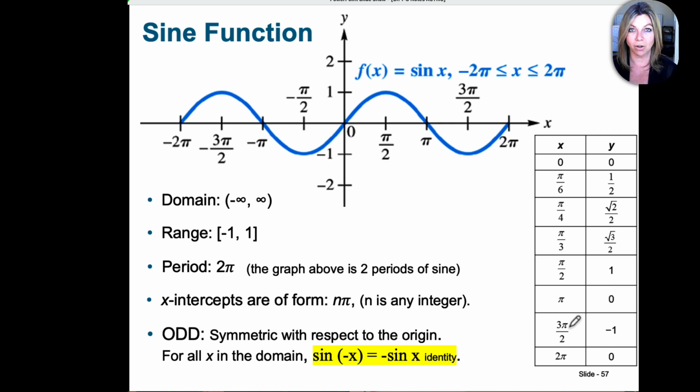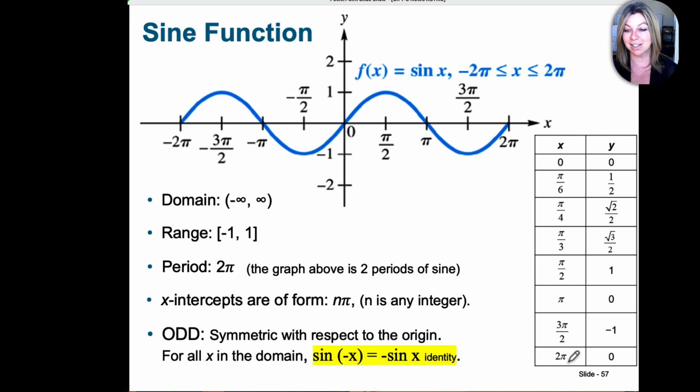Next quadrantal angle, theta equals 270 degrees. Here, that's the same thing as 3 pi over 2 radians. At 3 pi over 2 radians, sine has a value of -1. And then 0 and 2 pi, we know those are the same quadrantal angle.